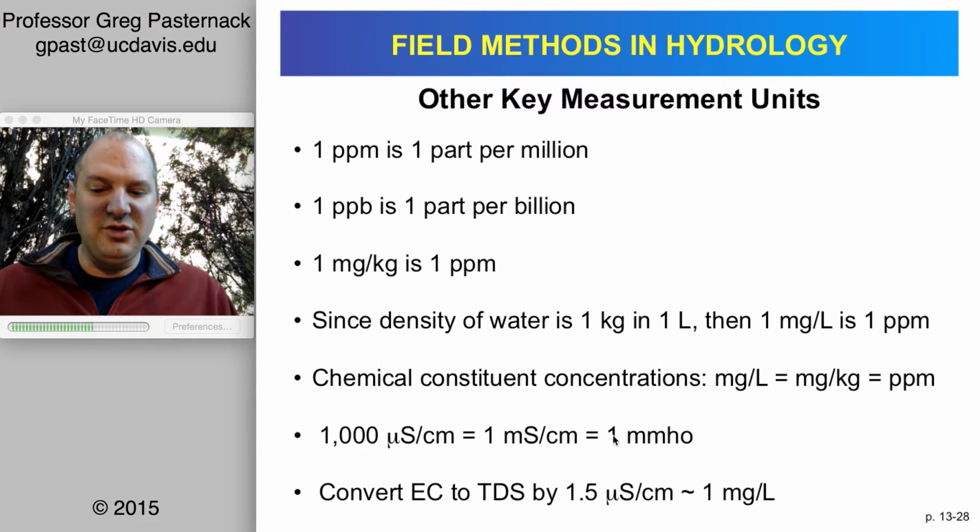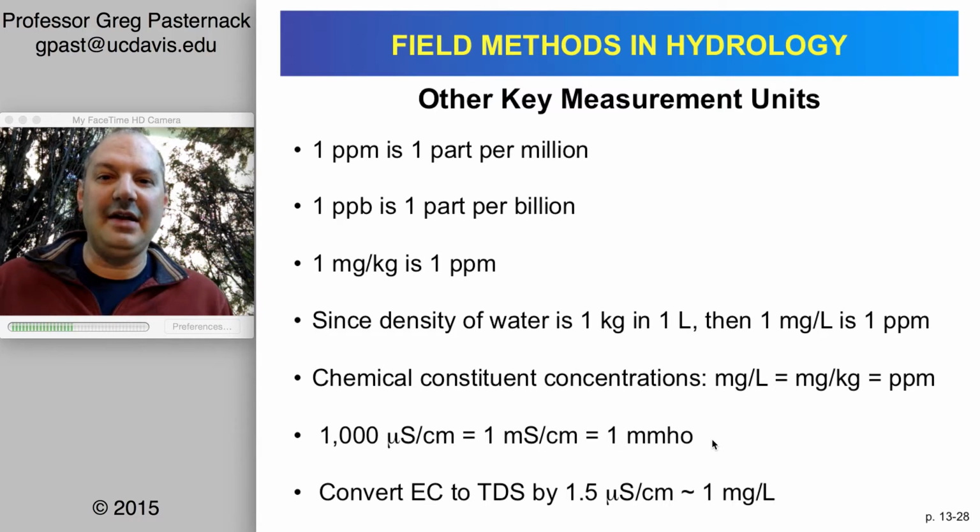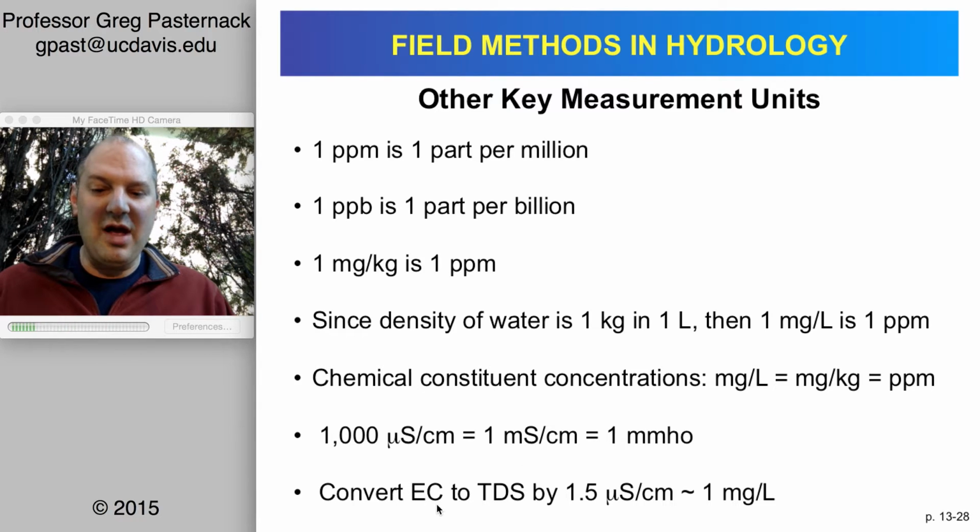Here are some other conversions that you see for electrical conductivity units sometimes, like 1,000 microsiemens per centimeter equals 1 millisiemen per centimeter, and that equals 1 mmho. So to convert electrical conductivity to total dissolved solids, you multiply by 1.5. 1 microsiemen per centimeter is about equal to 1 milligram per liter.